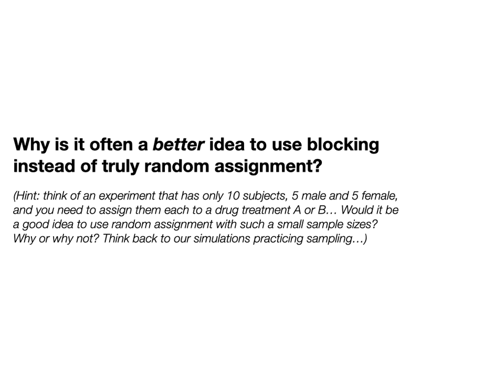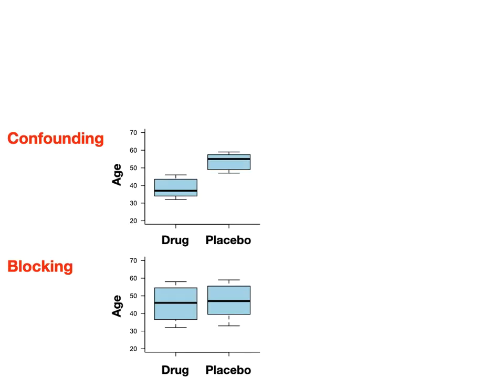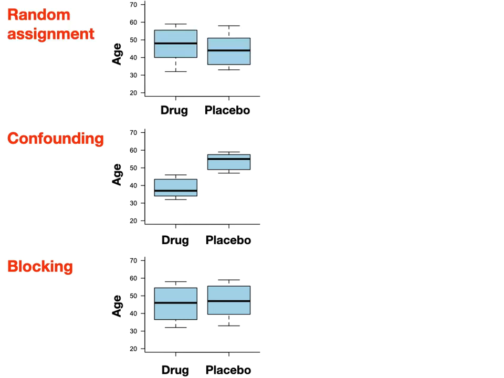And think back to our simulations where we practiced sampling. What goes on when your sample size is smaller? Okay, so here's a little illustration of what happens. Coming back to our drug and placebo group and using age as our variable here that we're worried about. So we could repeat random assignment, and it's going to be different every time we do it, right?